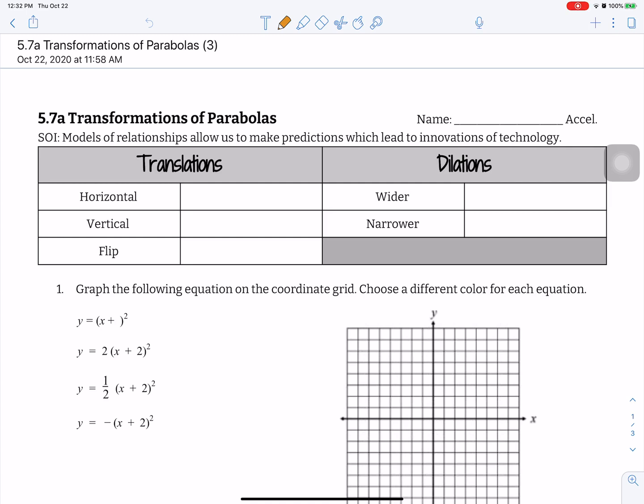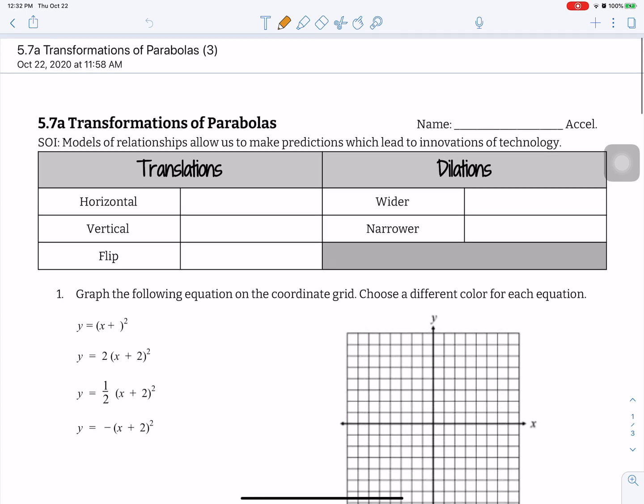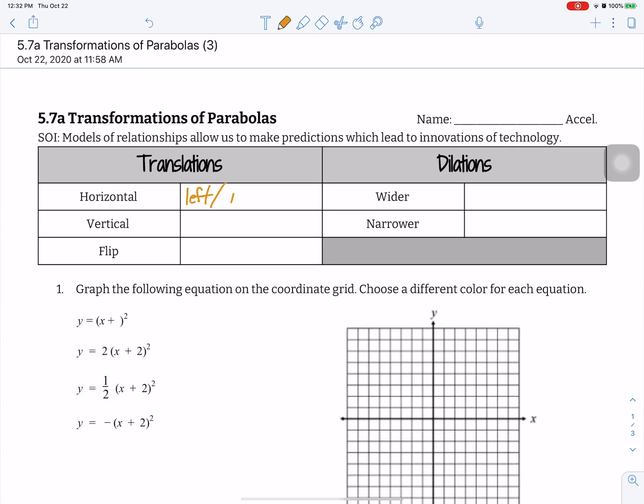So our translations, horizontal, remember that's going to be moving left and right. And to do that, we're going to add or subtract in a parentheses. Vertical, we're moving up and down. Maybe I should move this over here so you can see it. This is going to be like y equals x plus 3 squared, or y equals x minus 2 squared. So inside the parentheses. Vertical would mean up and down: y equals x squared minus 3, or y equals x squared plus 4. Those two would again move up and down.